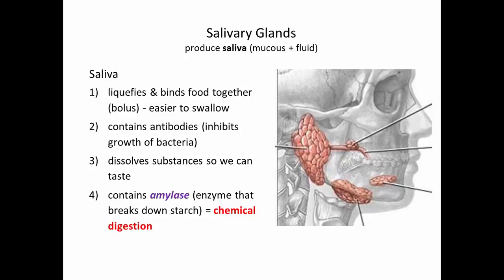And the final thing is that it contains an enzyme, amylase, so it's going to break down carbohydrates, and specifically the enzyme that's in saliva breaks down starch. So it's the very first place in our digestive tract where chemical digestion starts to take place.